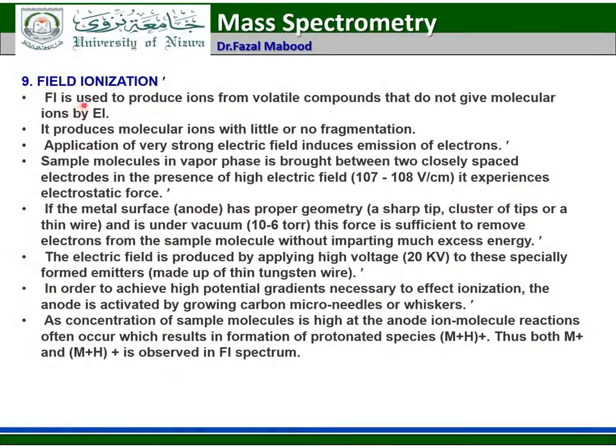Field ionization. Field ionization is used to produce ions from volatile compounds that do not give a molecular ion by electron ionization. It produces molecular ions with little or no fragmentation. Application of a very strong electric field induces emission of electrons. Sample molecules in vapor phase are brought between two closely spaced electrodes in the presence of a high electric field, that is from 10^7 to 10^8 volts per centimeter.